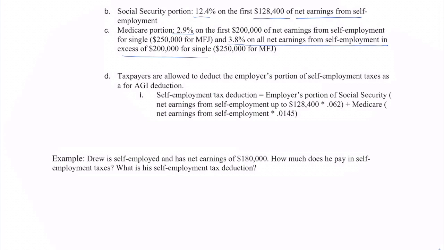Taxpayers are allowed to deduct the employer's portion of self-employment taxes as a for AGI deduction. Okay, so we talked about this a little bit before, but we didn't really have a great example of it. The self-employment tax deduction is the employer's portion of Social Security, which is net earnings from self-employment up to $128,400 times 6.2%, plus the Medicare portion. Again, net earnings from self-employment times the employer's 1.45%.